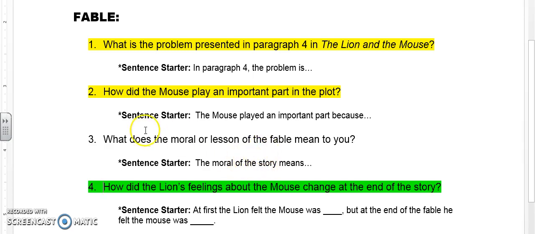If you're still having trouble answering these 4 questions after watching the video, you need to pair up with a partner who is working on the same story as you, and then you can go from there.